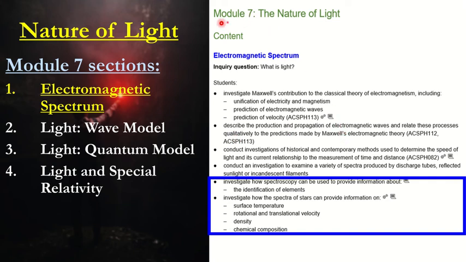Today we are looking at Module 7, Nature of Light. We're going to be investigating spectroscopy, how that tells us how to identify elements of the periodic table. We're going to then use the spectroscopy of stars to find information about their surface temperature, their rotational and translational velocity, their density and chemical composition.